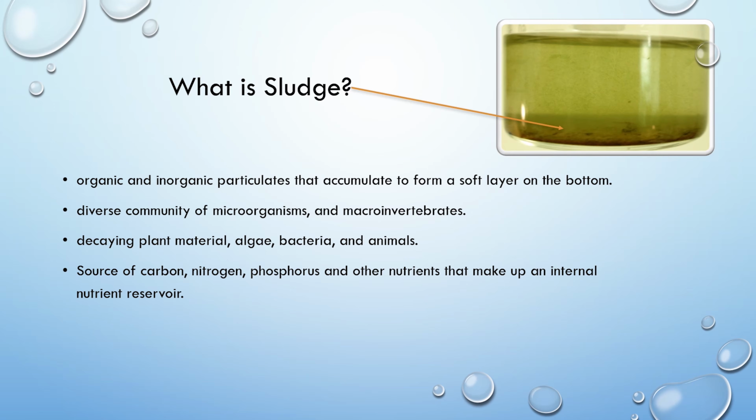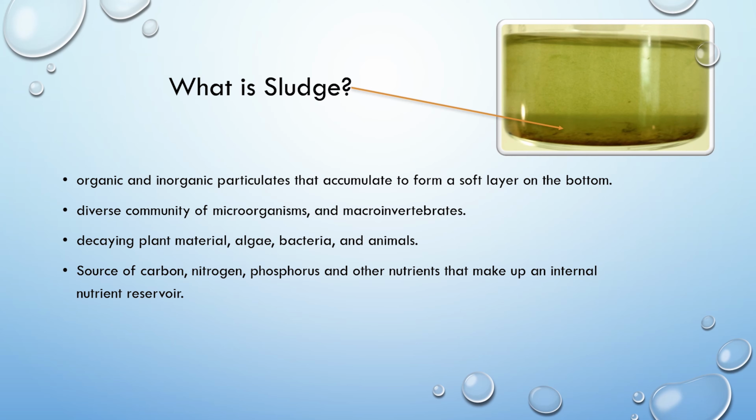So what is sludge? Starting off, it's that brown or black stuff under the green liquid here in this container or in your lagoon. Sludge is a blend of organic and inorganic particulates that accumulate to form a soft sediment layer on the base of a water body. Within the sludge, there is a diverse community of microorganisms and macroinvertebrates. There are also often sizable amounts of decaying plant material, algae, bacteria, and in many cases animals.